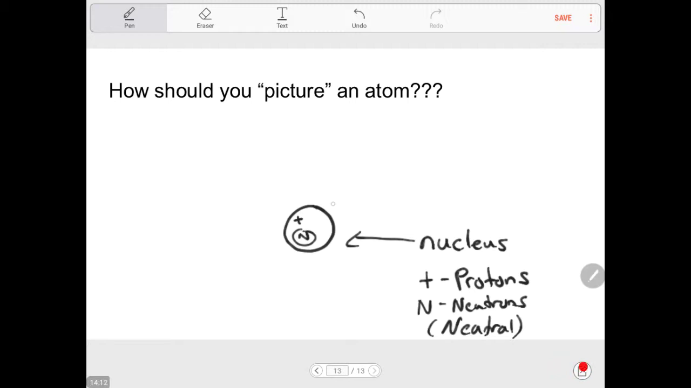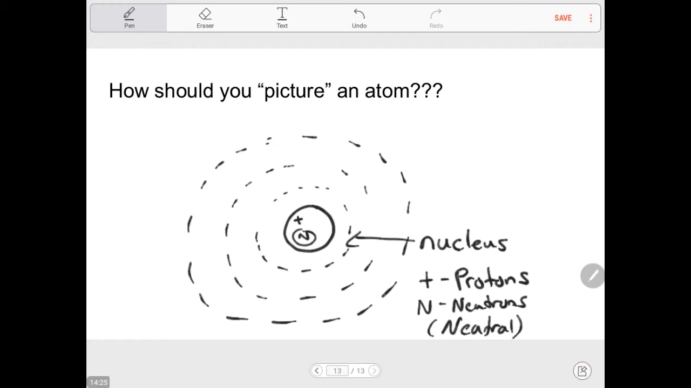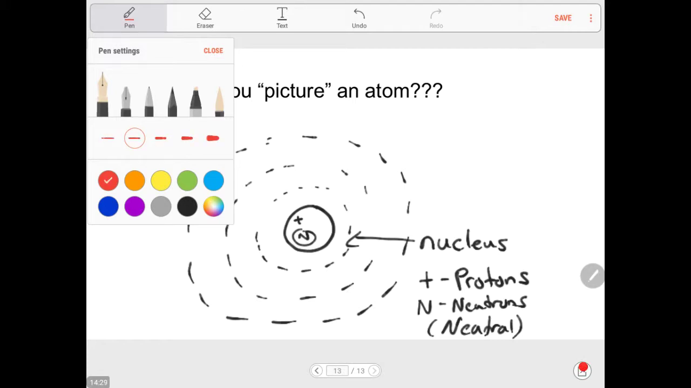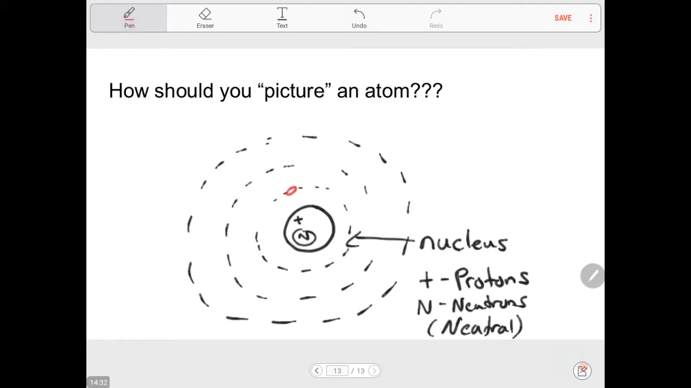Then floating around the nucleus, we have 3 different levels. First level, second level, and third level. And if you remember, each of those levels can hold a different number of electrons. So the first level can hold 2 electrons. The second level can hold 8 electrons. Let's fill this in here. And the third level can hold 8 electrons as well. 1, 2, 3, 4, 5, 6, 7, 8.